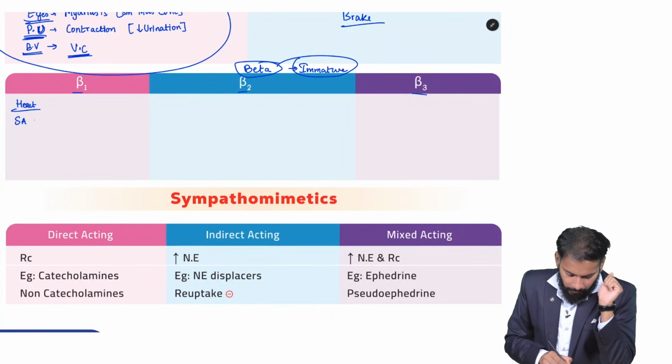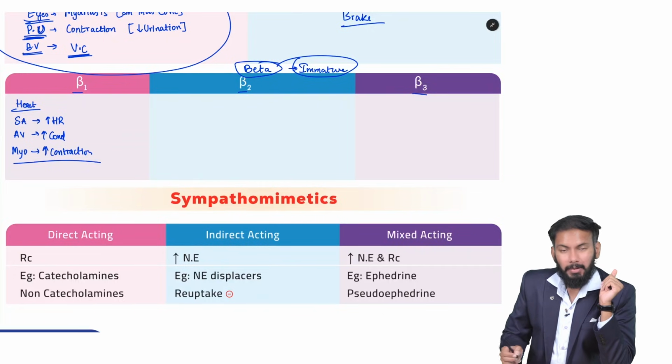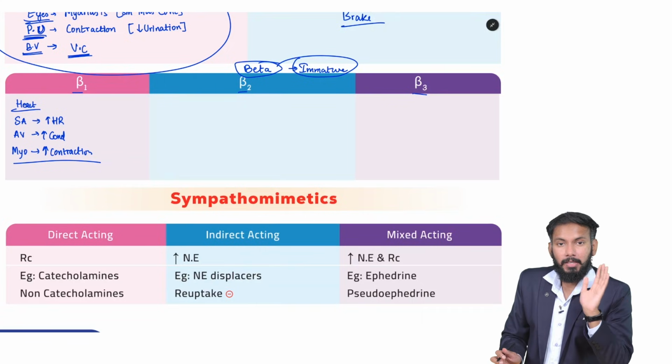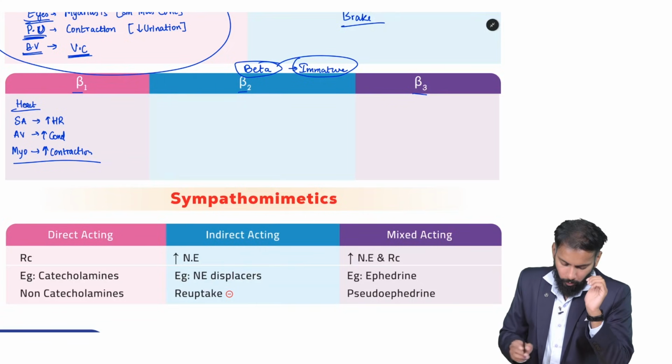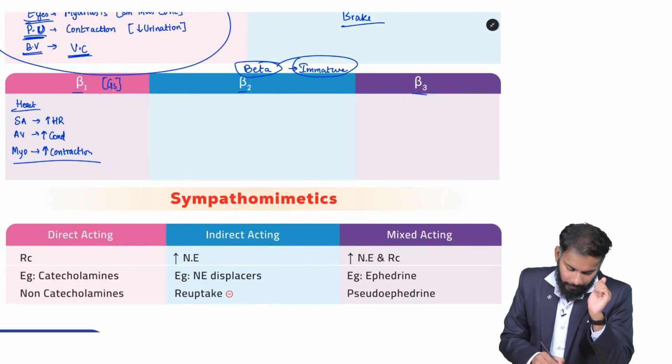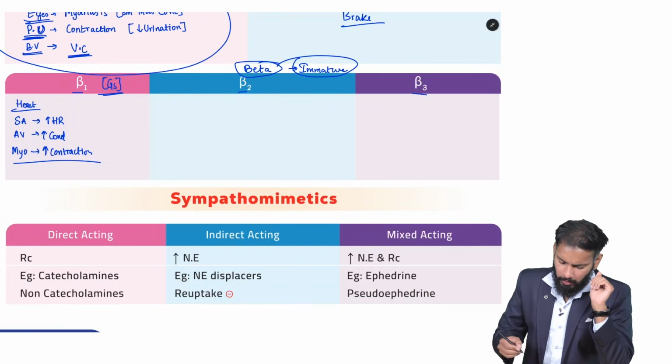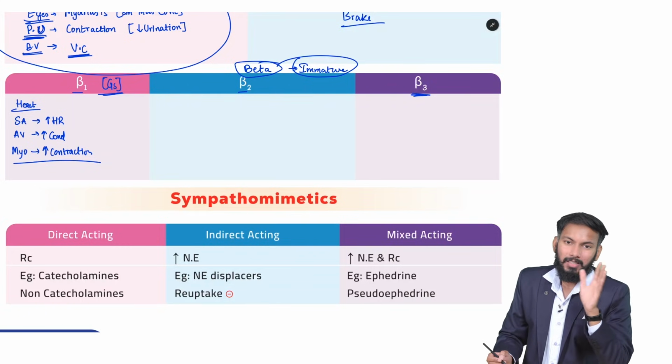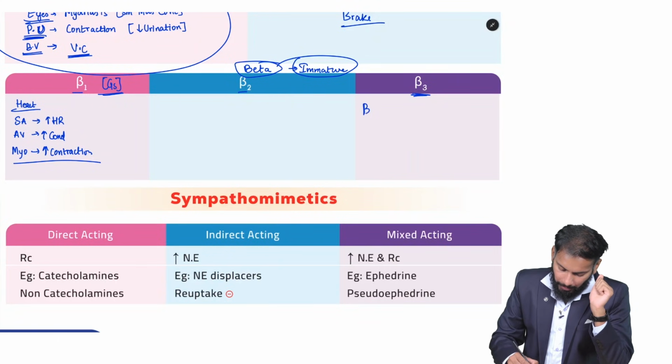So in the heart, it activates SA node, increases heart rate. Activates AV node, increases conduction. Acts on myocardium, increases contraction. You can see it is causing stimulation of cardiac muscle and the AV node, SA node. So it is GS, it is stimulatory. GS, that's all. Now beta 3 is the last receptor, so it is present in the last organ, in the bladder. This is what is very important.